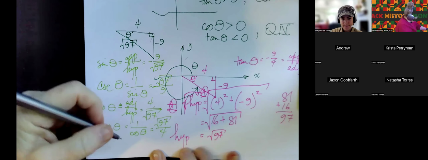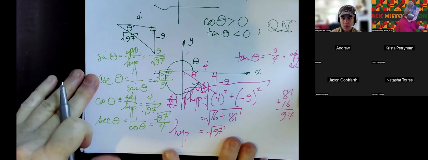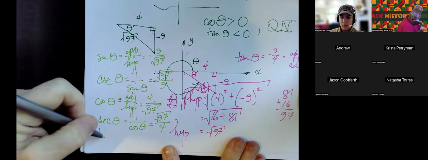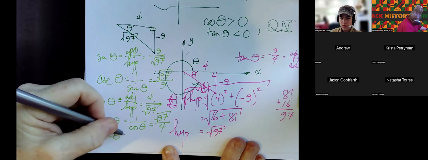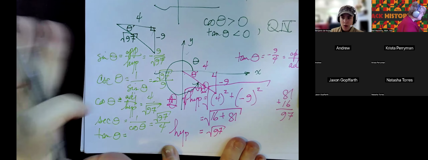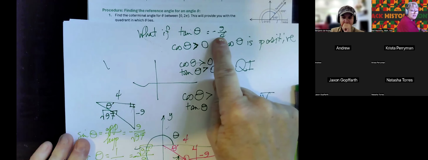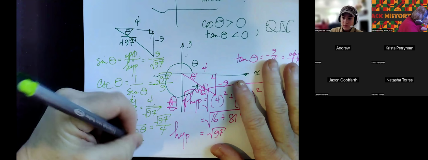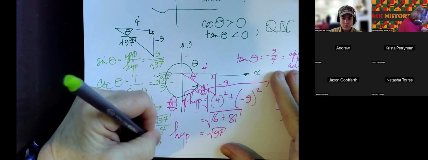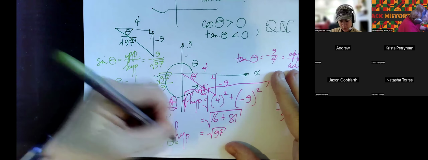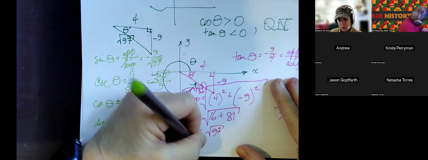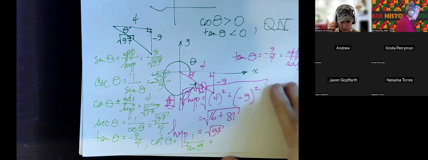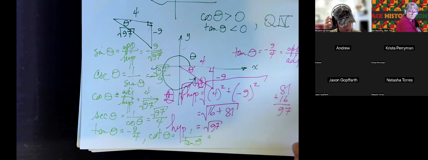Beautiful. And finally, we have the tangent. We were given the tangent in the beginning as -9/4. So that means that the cotangent, which is the reciprocal of tangent, will just be? -4 over 9. Good.